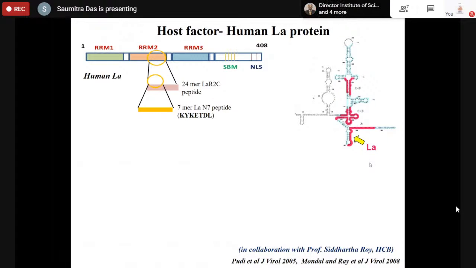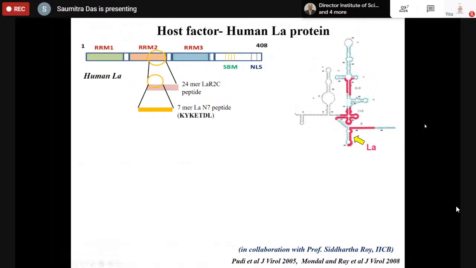I was also mentioning such an event also involves a lot of other host factors. Now there are proteins in the nucleus. One such protein is called human LA protein, which was originally found in the lupus erythematosus disease. It's actually the LA autoantigen, but in the infected cells, it comes out to the cytoplasm, binds to the viral RNA, melts the structure of the IRES region so that the 40S can come and bind it.